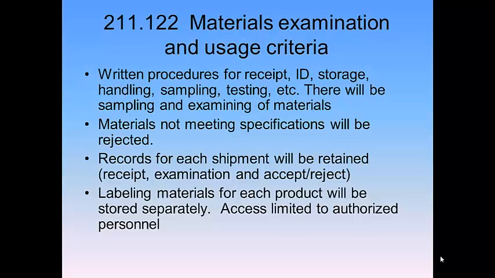122, materials and examination and usage criteria. You have written procedures for how to receive it, how to ID it, how to store it, how to handle it, how to sample it. It's everything. There would be sampling and examining of materials. Materials not meeting those specs are rejected. Records are kept. Labeling materials for each product will be stored separately.